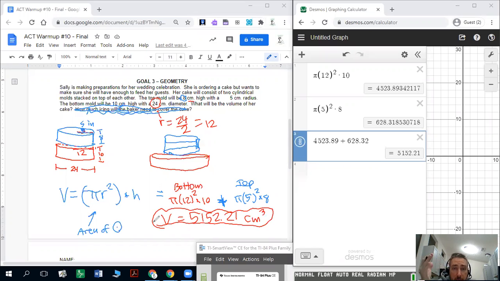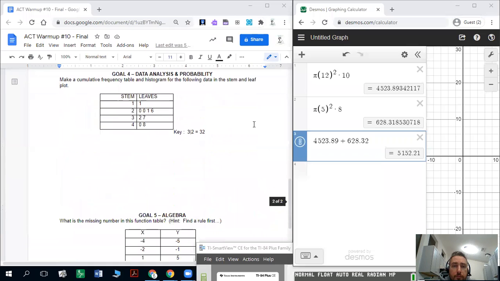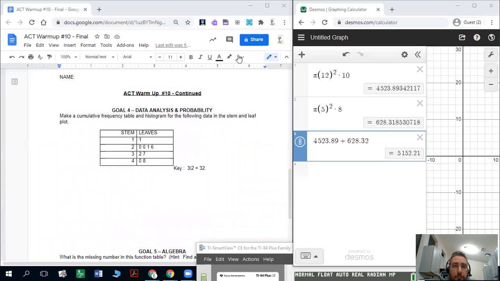All right, that was number 3. Get that down. I'm about to clear it off. Go to number 4. Okay, question number 4. Make a cumulative frequency table and histogram for the following data in the stem and leaf plot. Cumulative frequency table and a histogram.